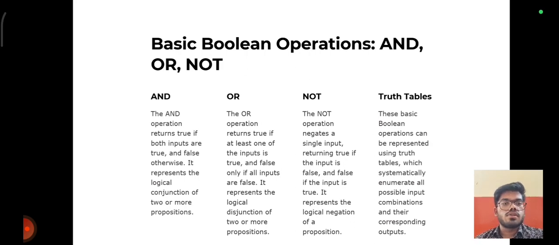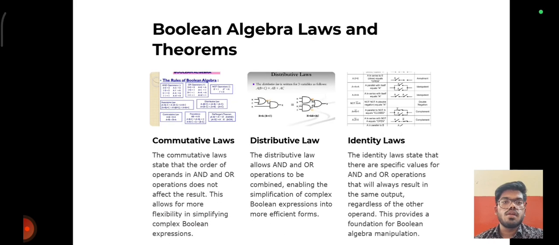And the next, the NOT. The NOT operation negates a single input, returning true if the input is false and false if the input is true. It represents the logical negation of a proposition. Truth table. The basic Boolean operations can be represented by using truth tables, which systematically enumerate all possible input combinations and their corresponding output. Boolean algebra laws and theorems.